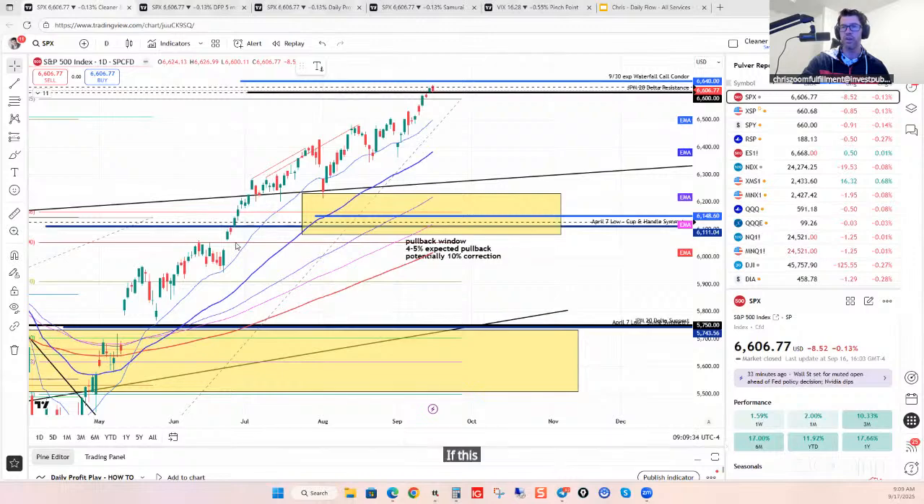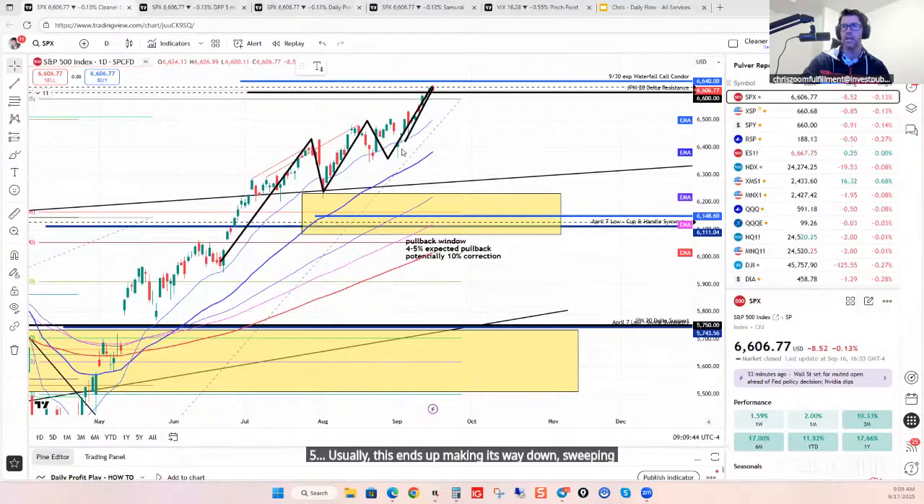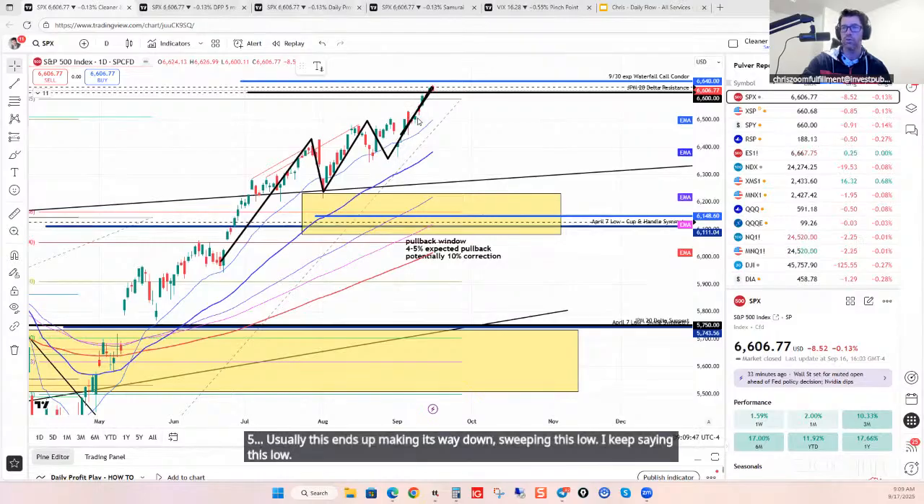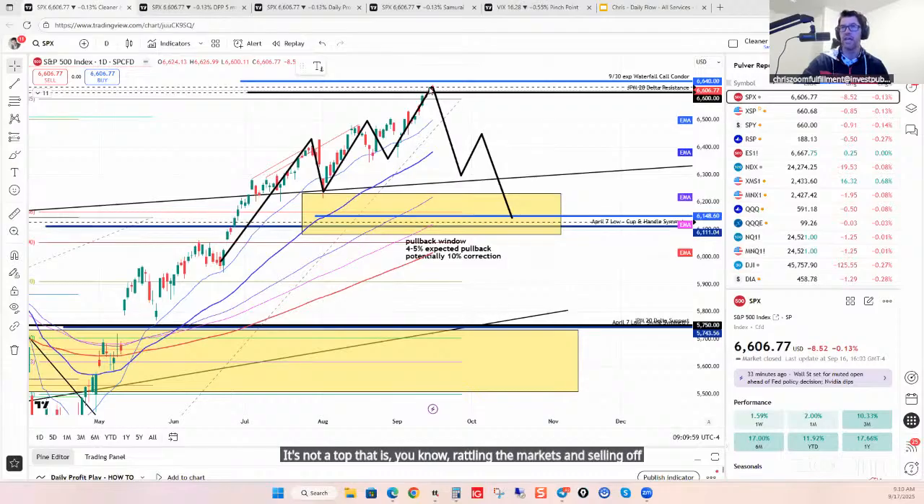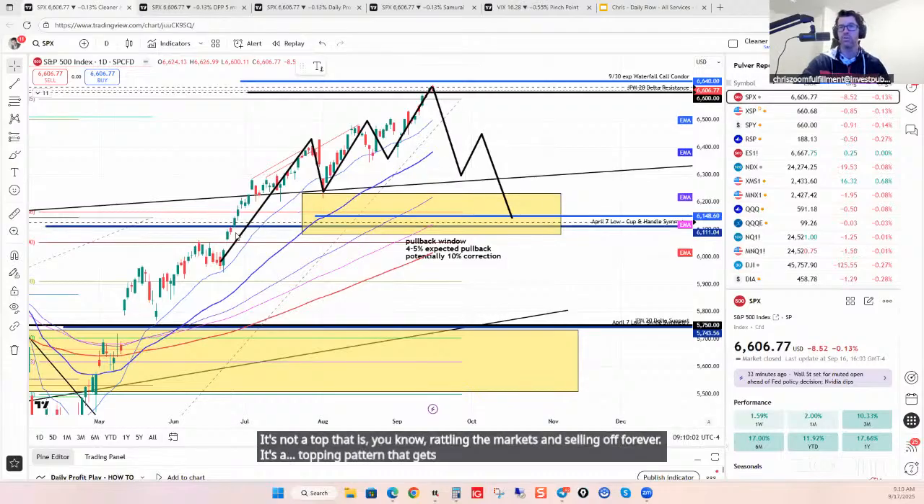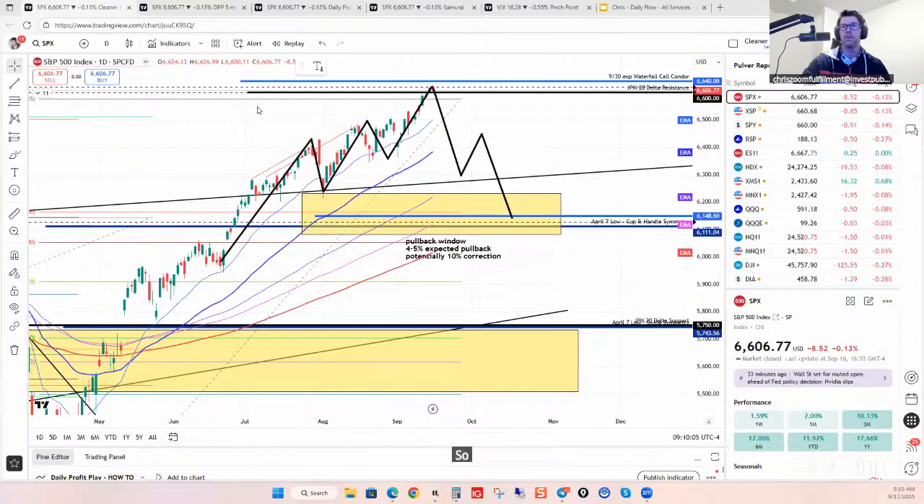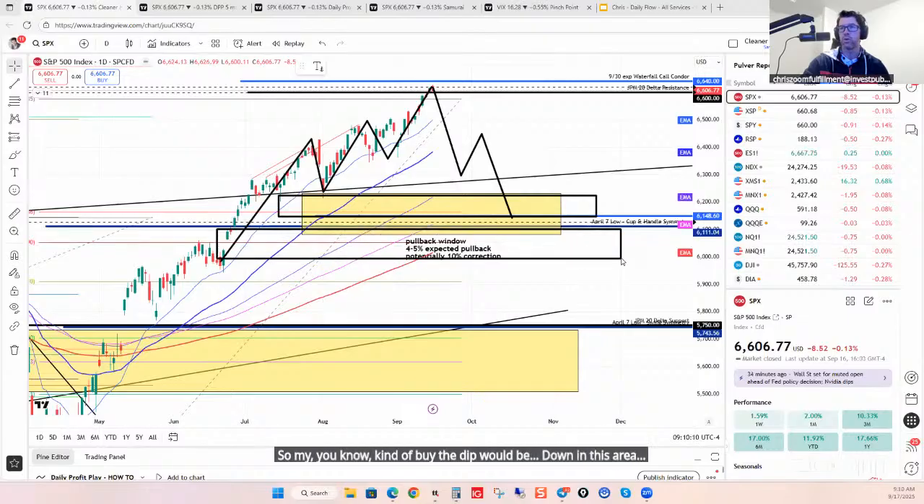If this is a 3-drive pattern, 1, 2, 3, 4, 5, usually this ends up making its way down, sweeping this low. I keep saying this low, 6360, 6345. If we sweep this low, expecting an ABC correction. It's not a top that is rattling the markets and selling off forever. It's a topping pattern that gets us a correction back to where this started.